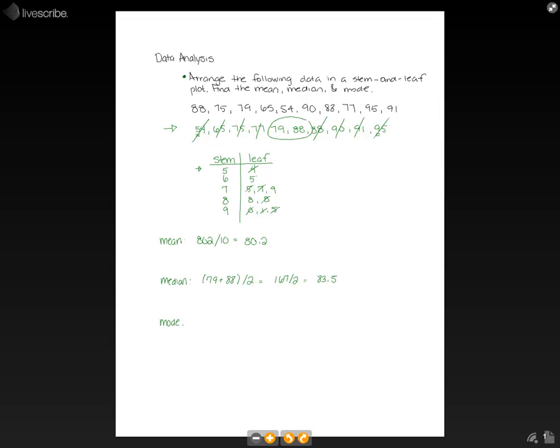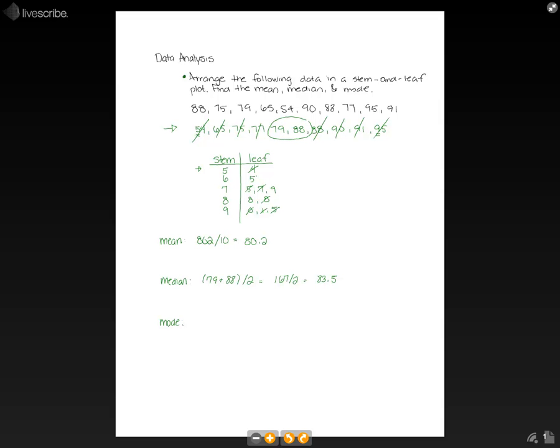The mode is simply the most common number. So we're going to look and see where or if a number shows up more than once. The easiest way to do that is to look in the leaf section of the stem and leaf plot. And if you see a number occur more than once in one row, then you know that that has a chance of being the mode number.